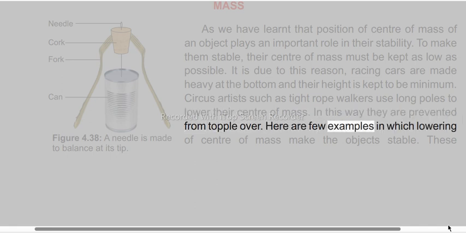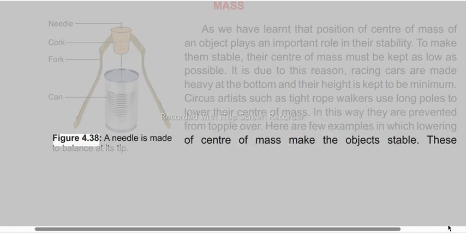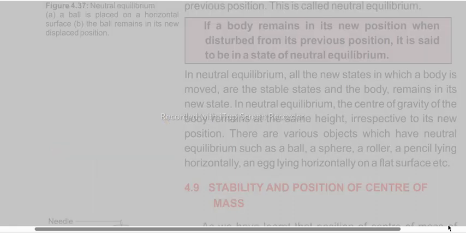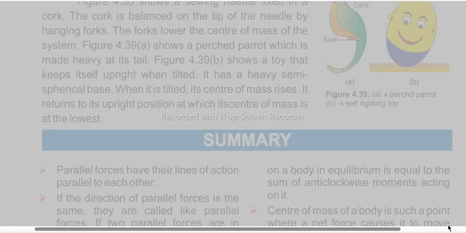Here are a few examples in which lowering the center of mass makes the object stable. Figure 4.38: a needle is made to balance at its tip. Figure 4.37, neutral equilibrium: A, a ball is placed on a horizontal surface; B, the ball remains in its new displaced position.